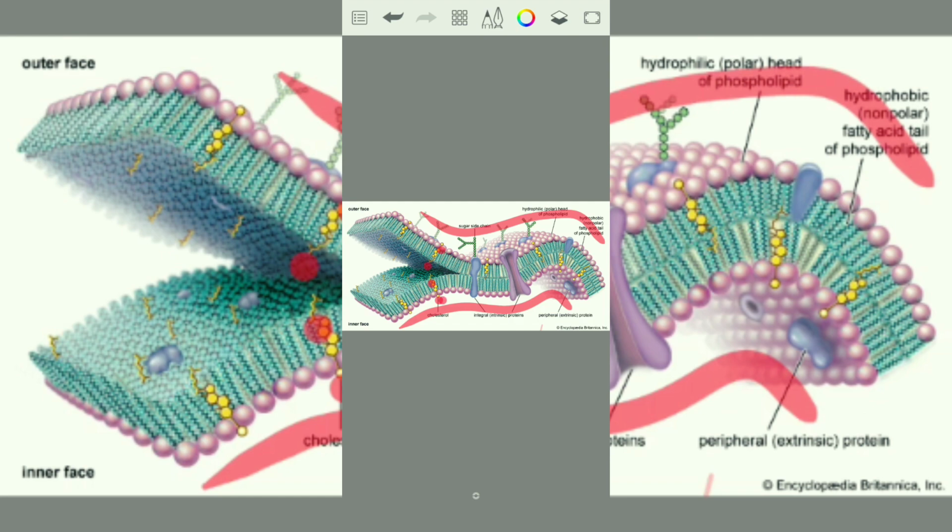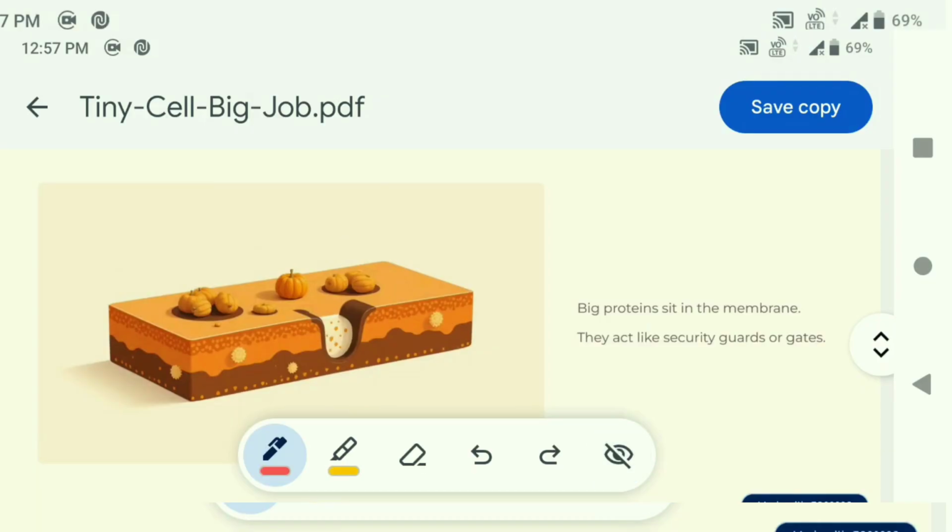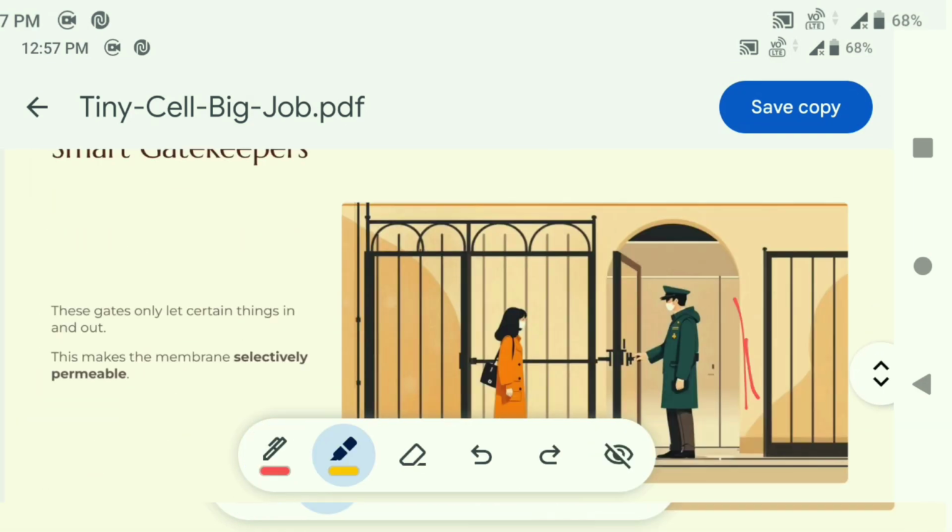Now the main important thing here is the protein. As you can see, that protein is for the movement of the particles from inside the cell or outside the cell. There are multiple proteins in it. You can see these are the proteins for the movement of the particles. Now you understand why the proteins and all the things are there in the cell membrane. These protein gates are like checkpoints for in and out.